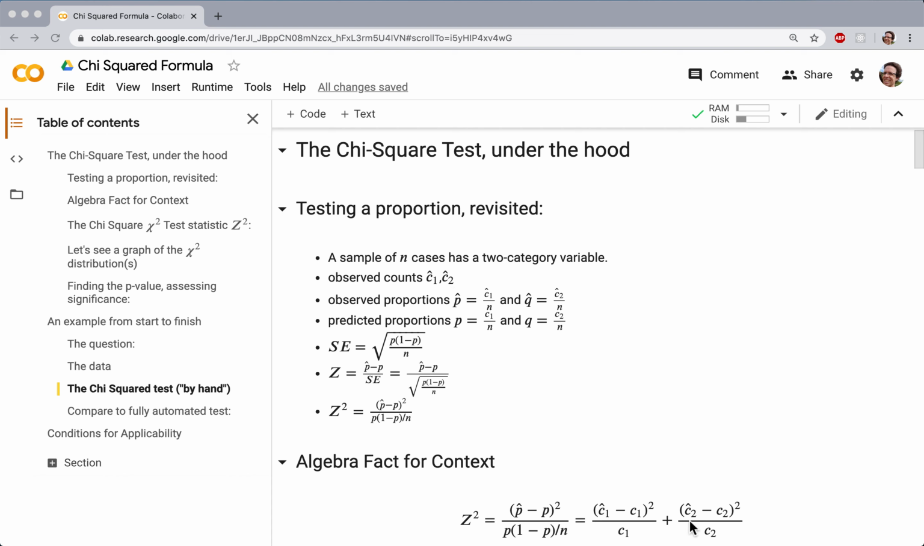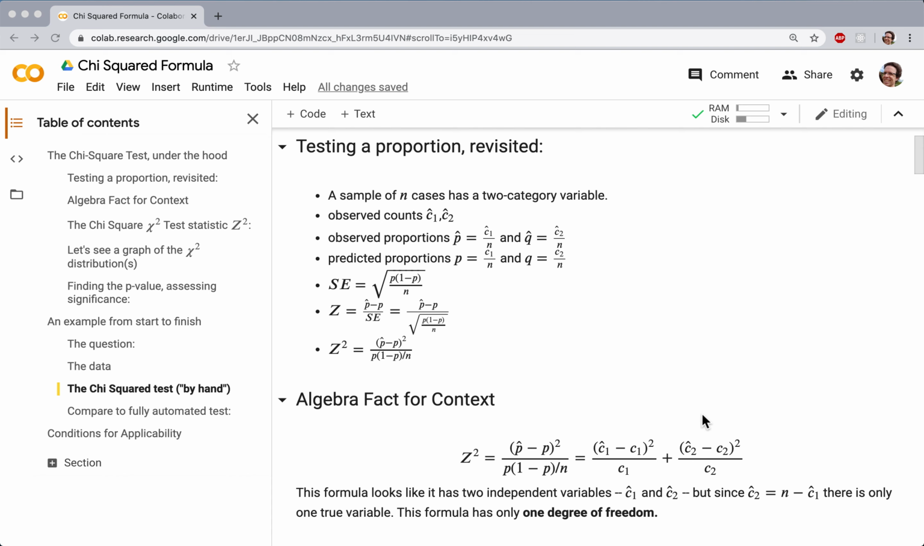So really, we always know that C2 hat is n minus C1 hat. So these aren't truly two different independent variables, but they kind of look it in this formula. What we really have in this formula is only one true variable, C1 hat, and C2 hat is derived from it. But we have two terms in this, and it kind of looks like we have two variables. To record the fact that we really only have one free variable here, and that the other one, C2 hat, is actually a function of it, we say this has 1 degree of freedom in this formula.